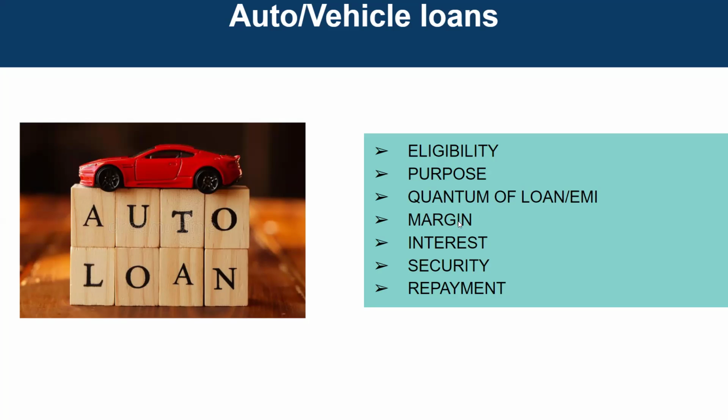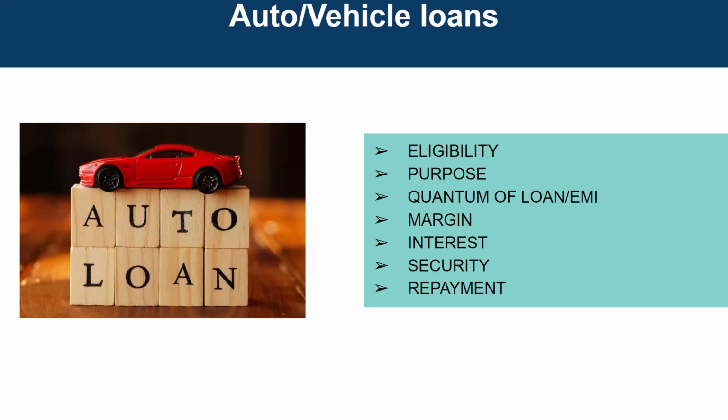Next is the margin. The margin percentage will be 10% for new cars, 25 to 30% for second-hand cars, and 10% for two-wheelers. Next is the rate of interest, which again varies from bank to bank. Security here is the hypothecation of the vehicle itself, so you are giving the vehicle itself as security.